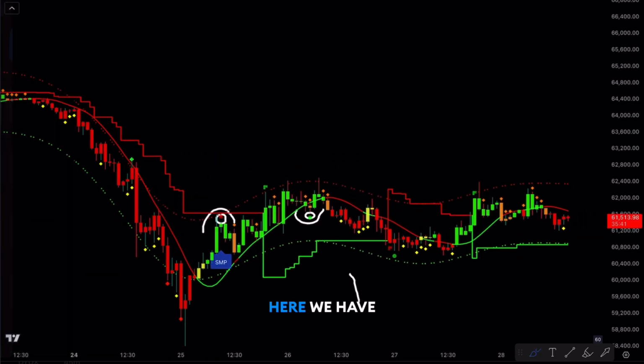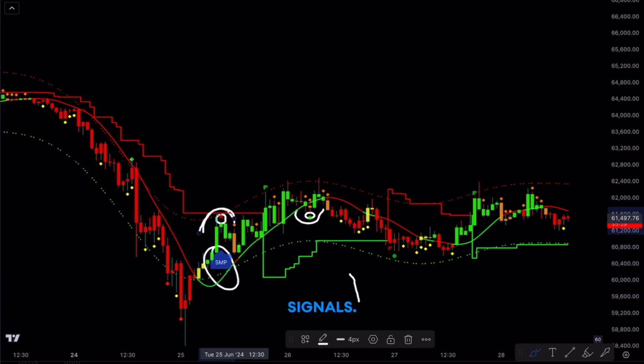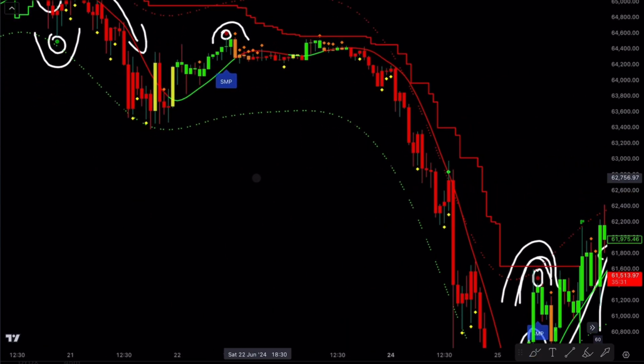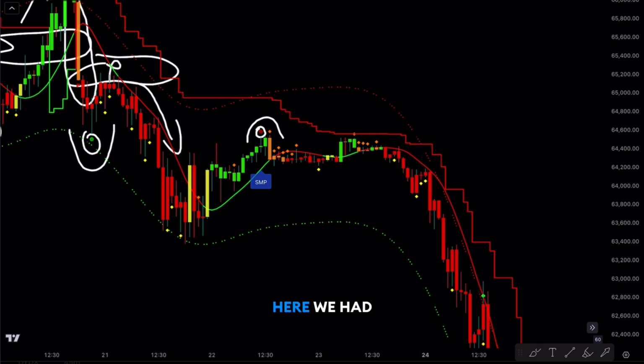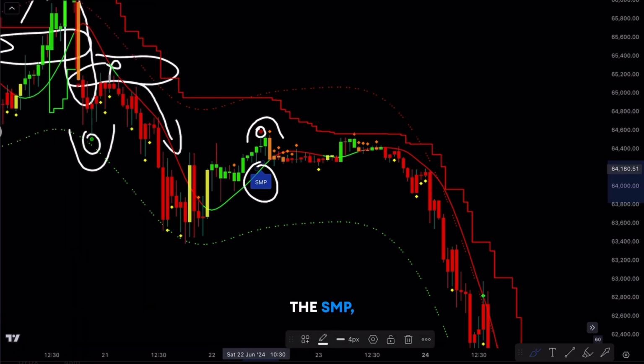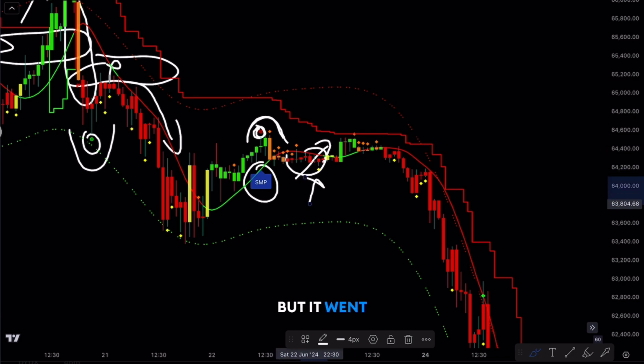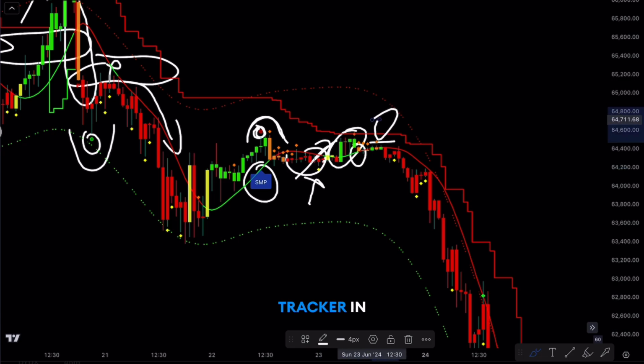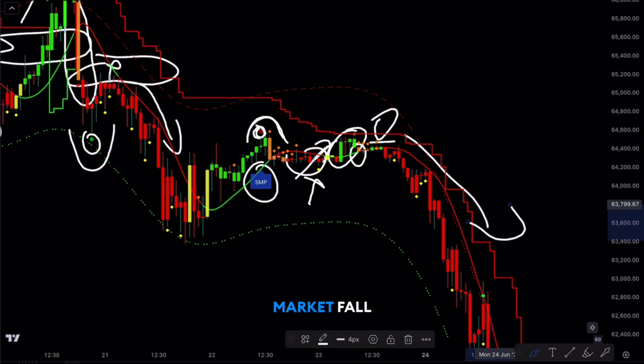Again here, we have the SMP and reversal signals. So we had the reversal, but the overall momentum goes upwards. And again here, we have the SMP with the bearish circle. We had the bearish reversal here, but the overall pressure was upwards. So the market didn't fall here, but went up. And eventually, with the trend tracer in the red, we have the market fall down, right?